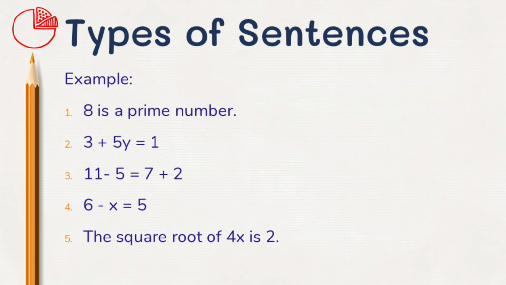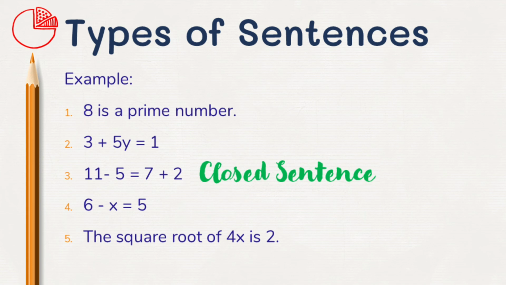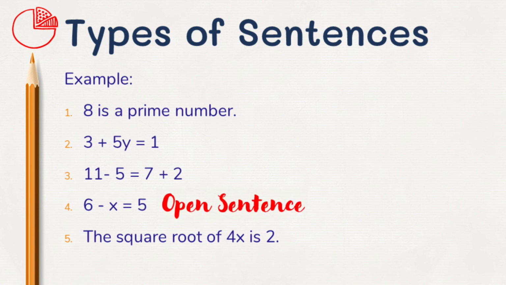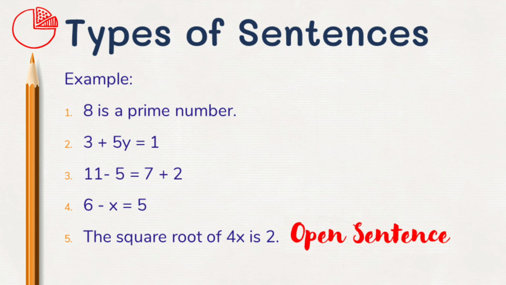Number 2. 3 plus 5y equals 1. This involves a variable, so it is an open sentence. Number 3. 11 minus 5 equals 7 plus 2. This one is a closed sentence. Number 4. 6 minus x equals 5 is an open sentence. Number 5. The square root of 4x is 2 is an open sentence.